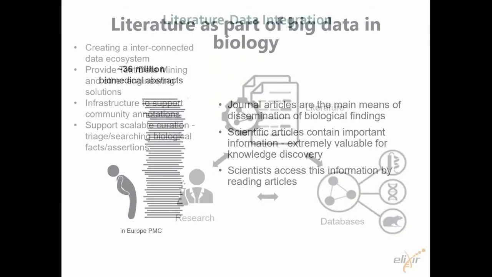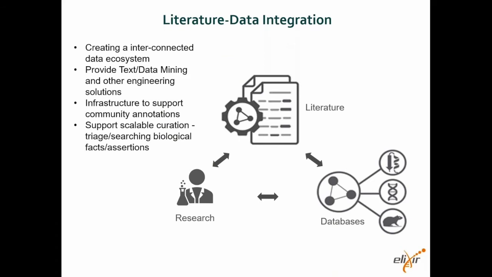And this is where the goal of ELIXIR comes into play. There is an alignment between what services Europe PMC provides and what ELIXIR wants to offer. In the context of ELIXIR, what we want to do is create an interconnected data ecosystem where databases and all the citations made with respect to the data records are reflected in Europe PMC in the articles.